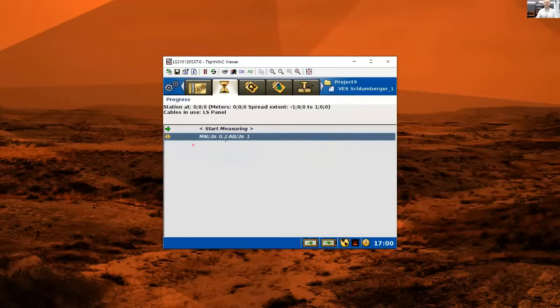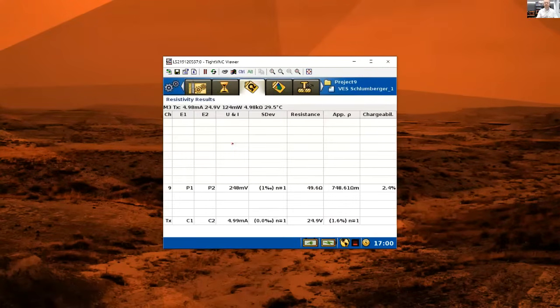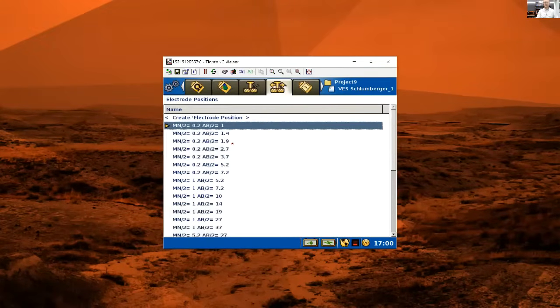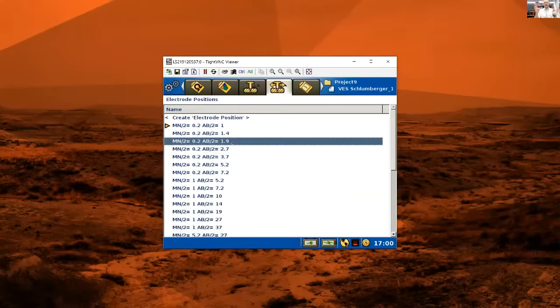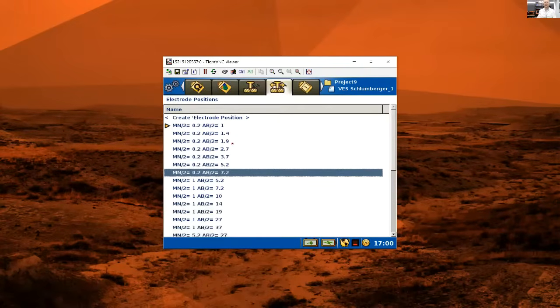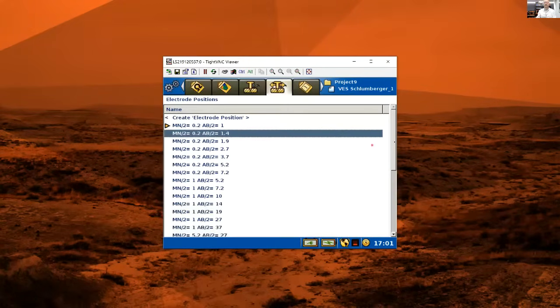So I'm going to jump to the data collection screen. And what we see is that the instrument is telling me where to position my electrodes. So there is a list of preloaded electrode positions for a Schlumberger arrangement. And these are based on the theoretical resolution decreasing as you get deeper and deeper. So it's like an ideal set of electrode spacings. But you can actually generate your own VES file that you load onto the instrument, and then your preferred set of MN and AB spacings will be loaded into this list for you to use.